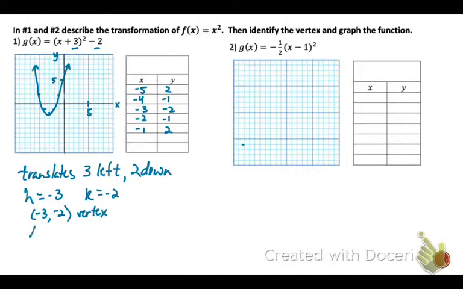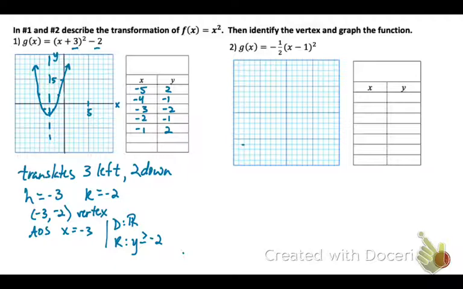The axis of symmetry is that vertical line that goes right through the vertex, so it's the equation x equals negative 3. Our domain, we can plug in any real number for x and get a real number out. Our range is limited though. The only y values used to create this curve are the ones that are greater than or equal to negative 2.